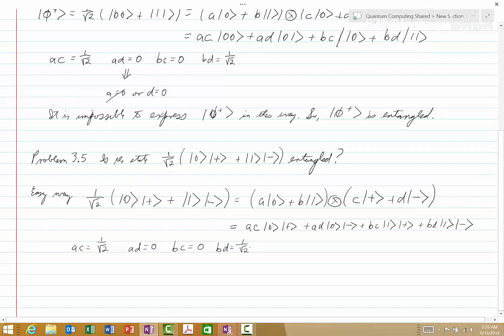And we can see immediately that this is impossible, because if AC is 1 over square root of 2, then that means definitely A is not 0. Now, if AD is equal to 0 and A is not 0, then D must be 0. But if D is 0, then it would be impossible for BD to be 1 over square root of 2. So we say impossible, and therefore this state is entangled.